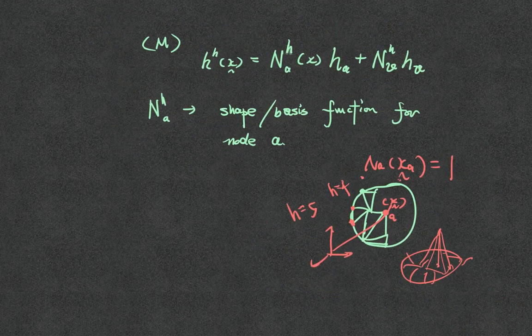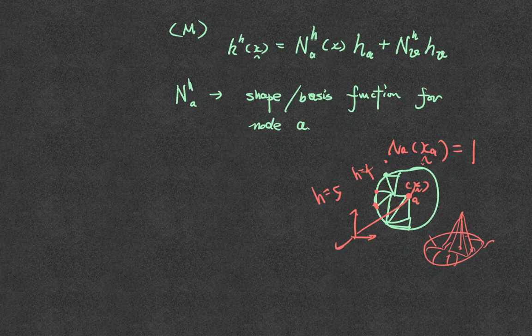Now, is there any method that doesn't fulfill that rule? A method that doesn't fulfill that rule, for example, SPH, smoothed particle hydrodynamics, doesn't fulfill that rule. The original form of meshless method doesn't fulfill that rule. So you have to find another way to introduce the boundary conditions, which makes it much harder.